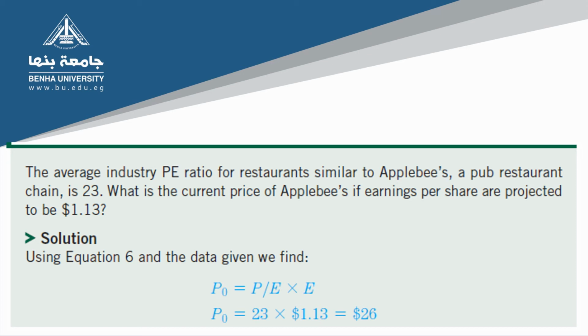For example, the average industry price earnings ratio for restaurants similar to Applebee's is 23. What is the current price of Applebee's if earnings per share are projected to be $1.13? By using equation 6 and the data given, we find that the price of the stock is $26.